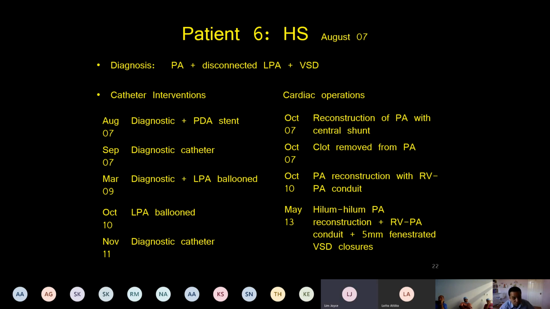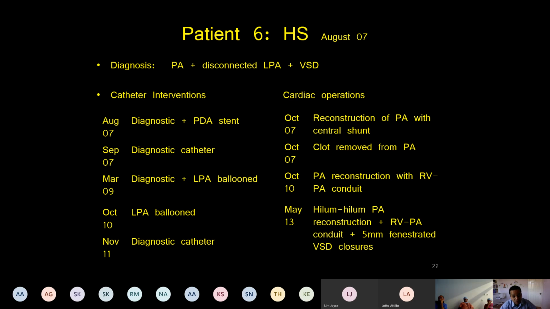With Hannah Storer, when she was first born, the branch pulmonary arteries, if they were there, were thread-like. So there was a point where there was consideration that we were going to limit care, but parents were very adamant, and they persevered.